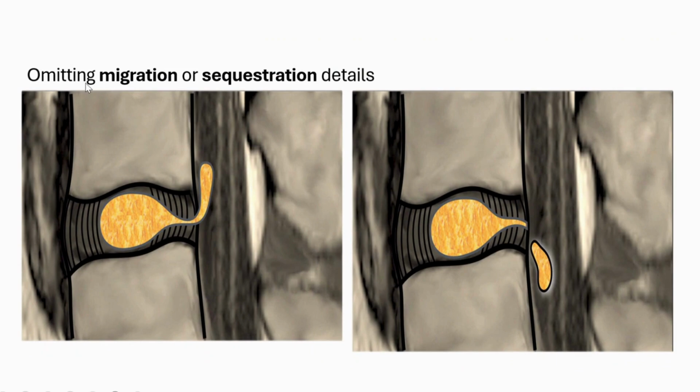Now another mistake is omitting migration or sequestration details of the disc herniation. This representative image shows a sagittal section showing cranial migration of the herniated content. At this level, this is causing spinal canal narrowing, and in sequestration there is detachment of the herniated content within the epidural space. So this can mimic a spinal tumor, an epidural tumor. Sometimes contrast is required to differentiate it from an epidural mass. To avoid this mistake, these details should be mentioned in the report.